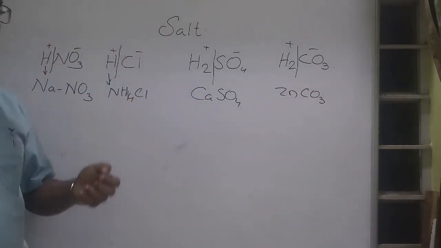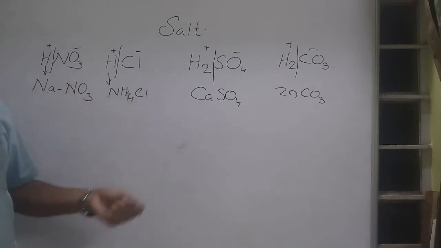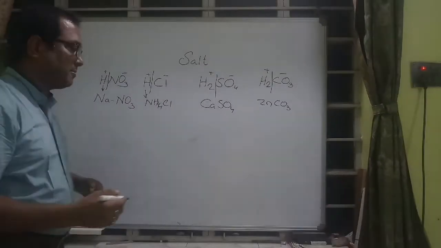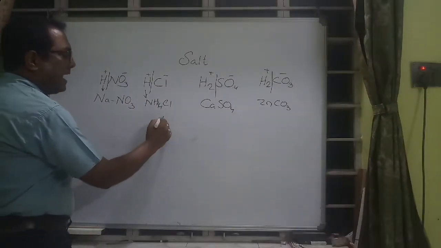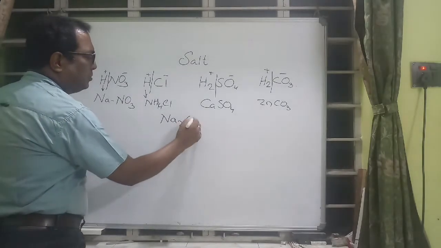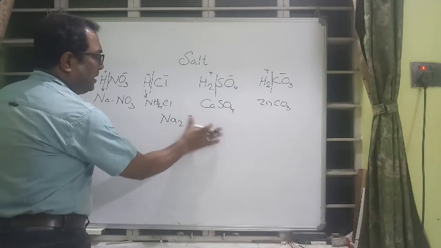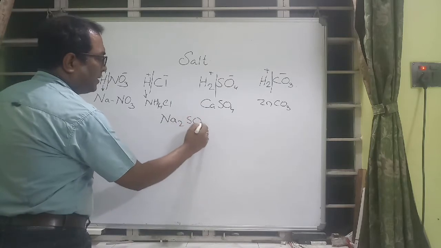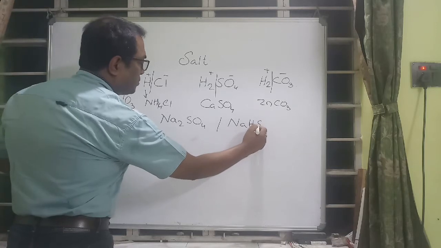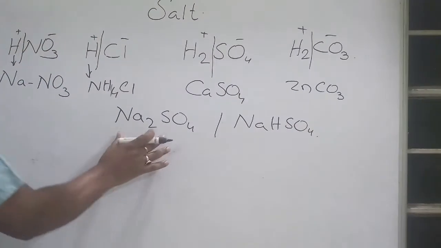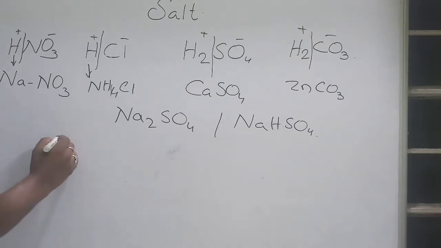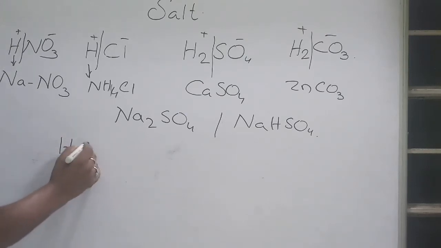So what you have learned is the complete replacement, and now I will give you some examples of partial replacement of the hydrogen atom. Like Na2SO4, and one more example, NaHSO4. This is sodium sulfate, and sodium bisulfate. How is it formed? Now let me take H2SO4.